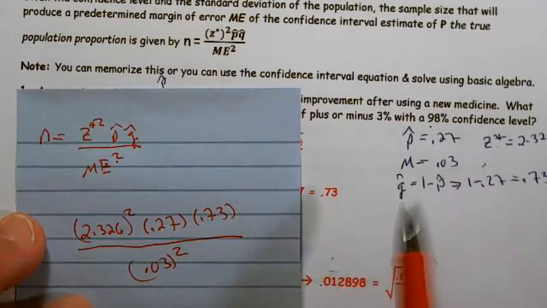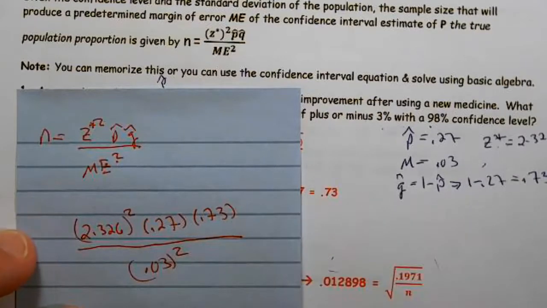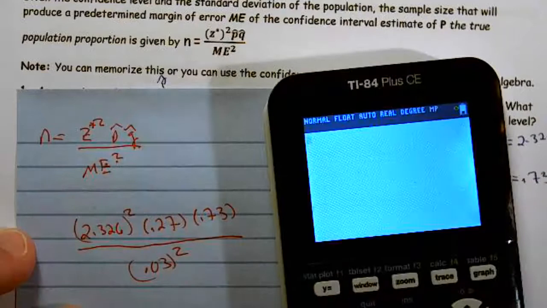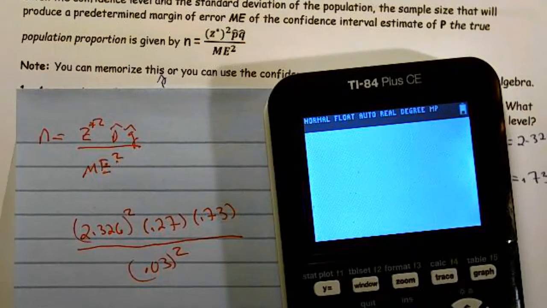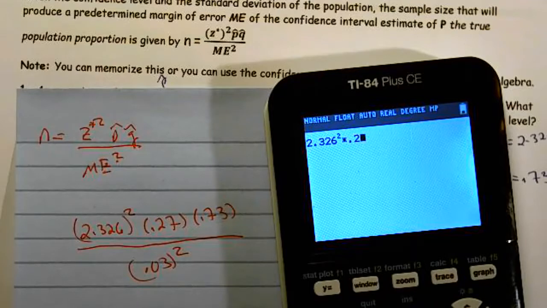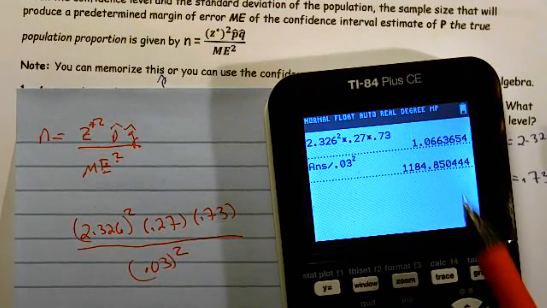And our margin of error totals 3%. So if I do that, and like I said, it's not a difficult formula, it's just not one that I want to memorize. So 2.326 squared times 0.27 times 0.73. And then I'm going to divide it by 0.03 squared. That gives 1184.85, round up to 1185.